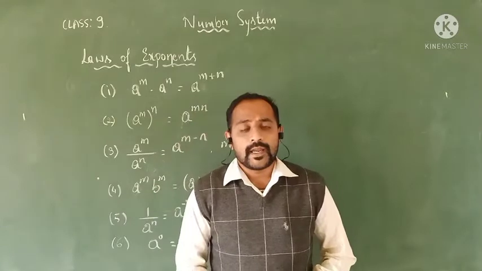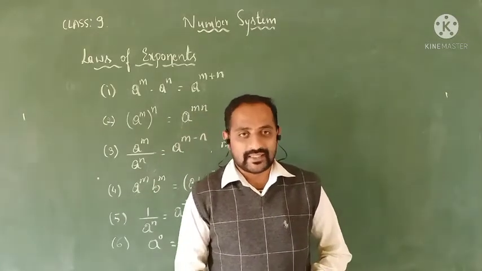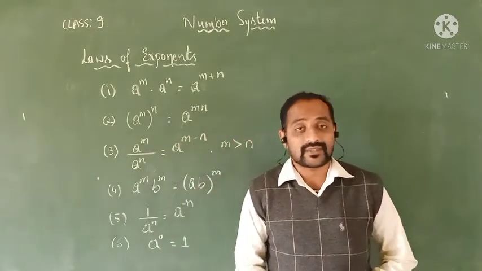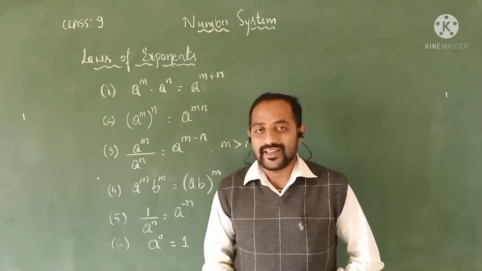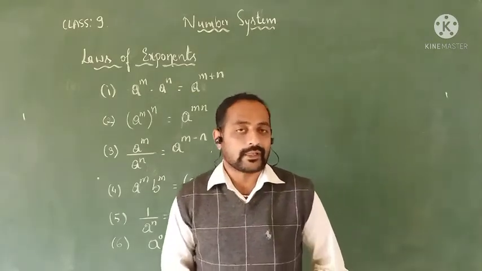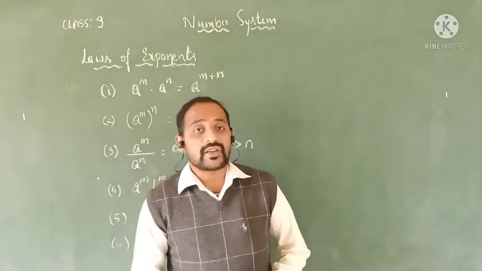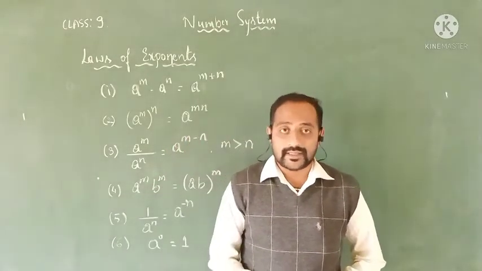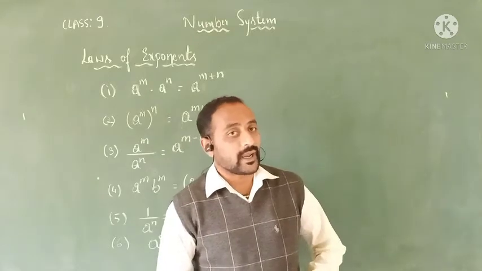this class. In the previous session, we discussed and solved some problems from exercise 1.5, and we also came to know how to rationalize the denominator. Okay, in this session we are going with another exercise, the last exercise from this chapter.